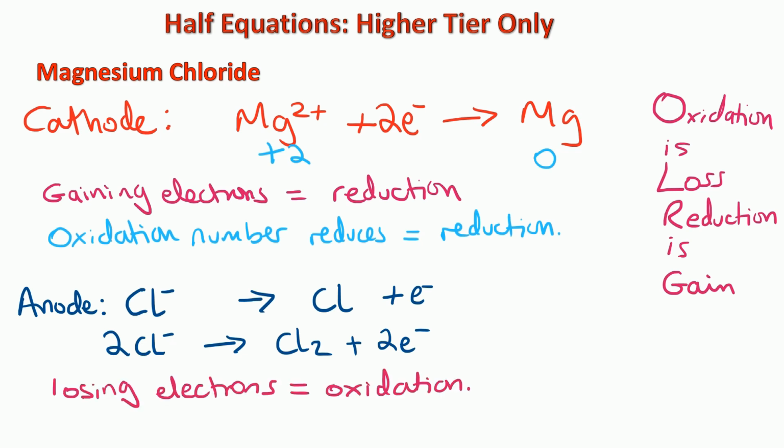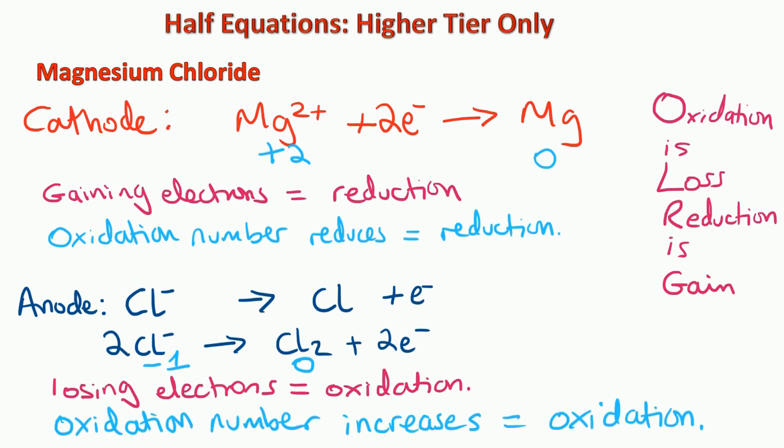If you're struggling to spot it that way, we can go to oxidation numbers. And on the left, the Cl- is a -1. And then the Cl2 is 0. So in this case, the number is increasing. It's going from -1 to 0. And if the oxidation number is increasing, then we're seeing oxidation.